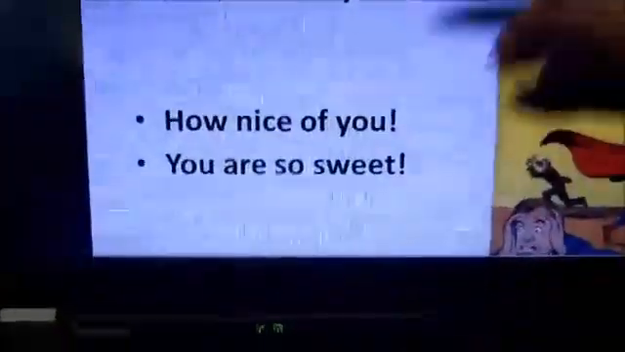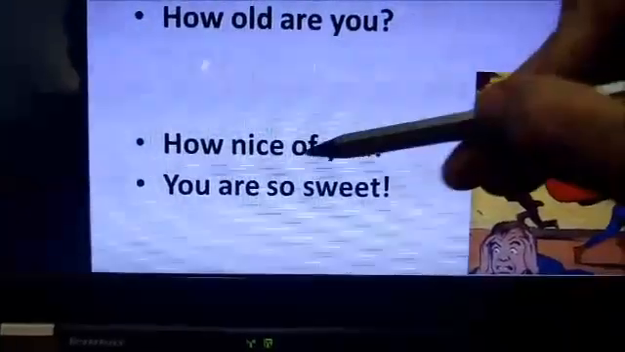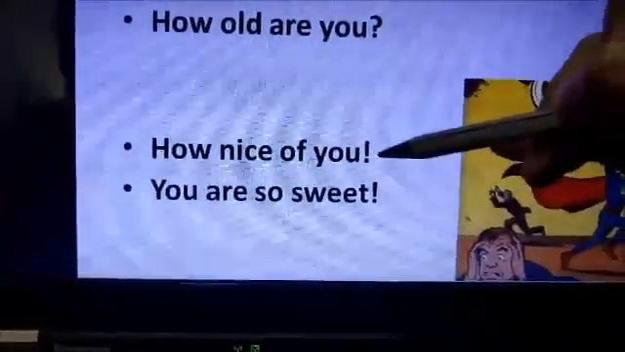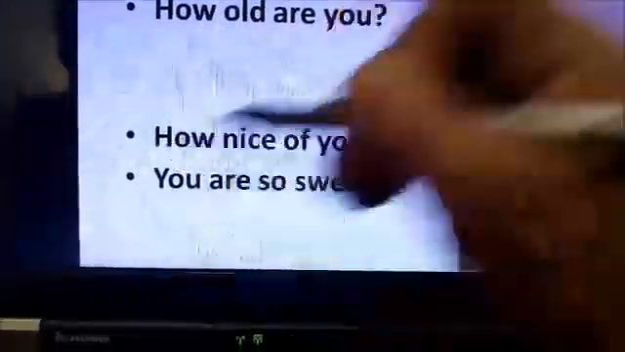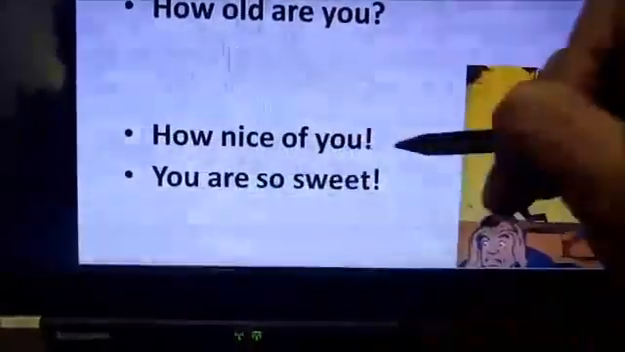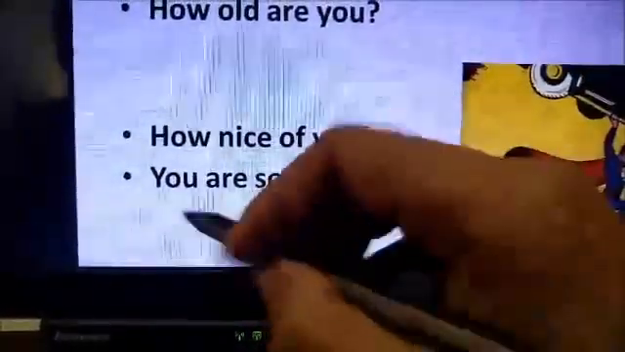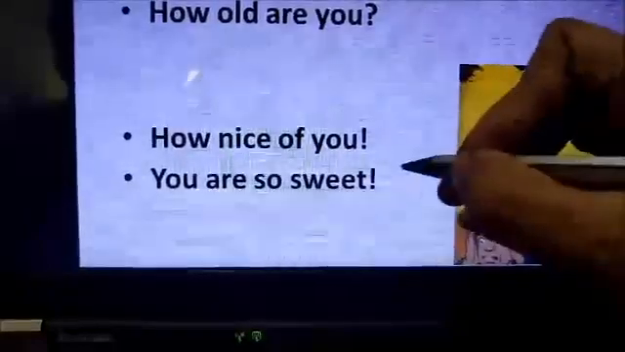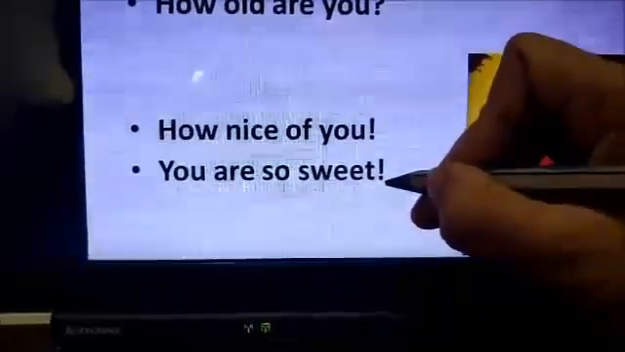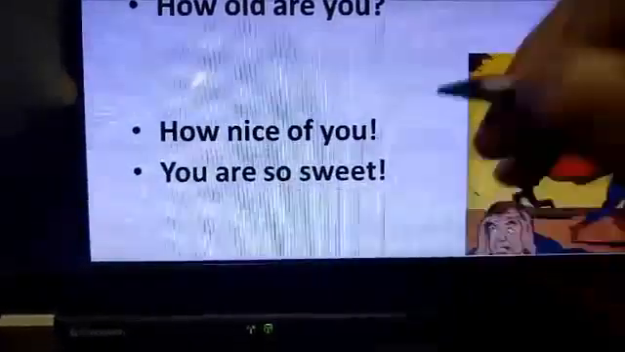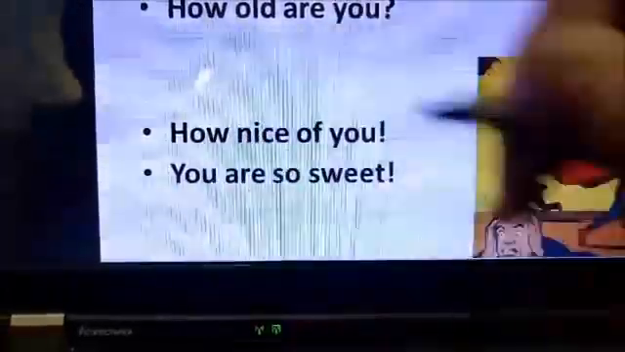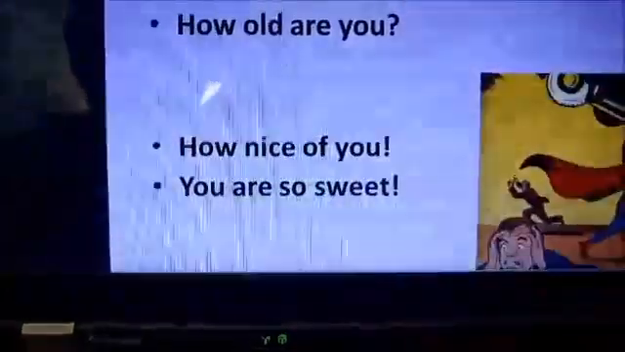Now look at the next type of examples. How nice of you! Exclamation mark. It begins with the capital letter. It does not have a verb. Next one. You are so sweet! Ends with the exclamation mark. Begins with the capital letter and the verb is are.